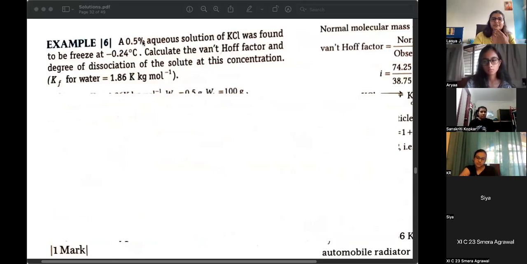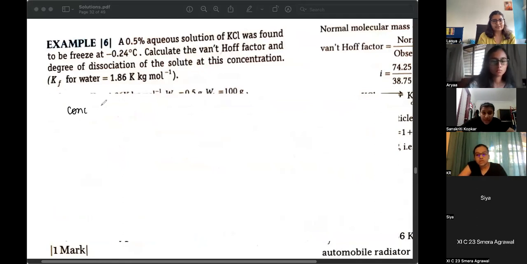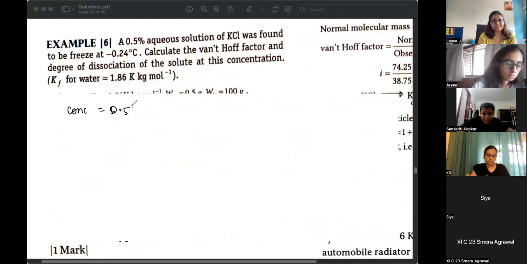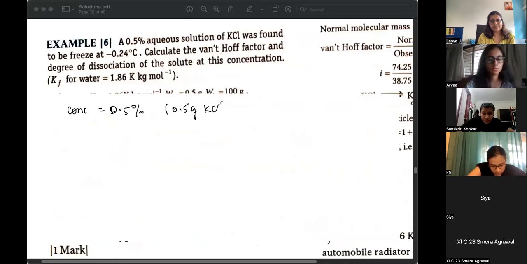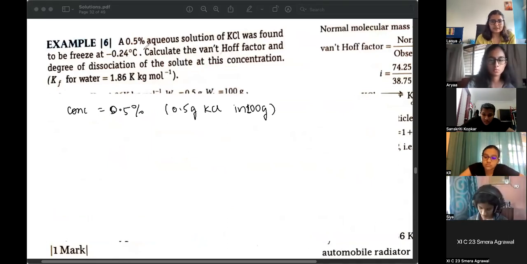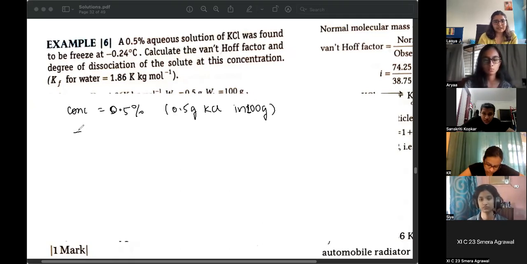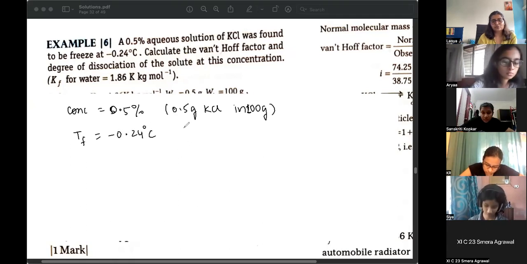So a 0.5% aqueous solution of KCl was found to freeze at -0.24 degrees Celsius. So let's see what all are given. The concentration given is 0.5%. That means 0.5 grams of KCl is dissolved in 100 grams of water. You can take it to be like that. It was found to freeze at, so its TF is -0.24 degrees Celsius. So can you guys figure out what is the depression in freezing point?